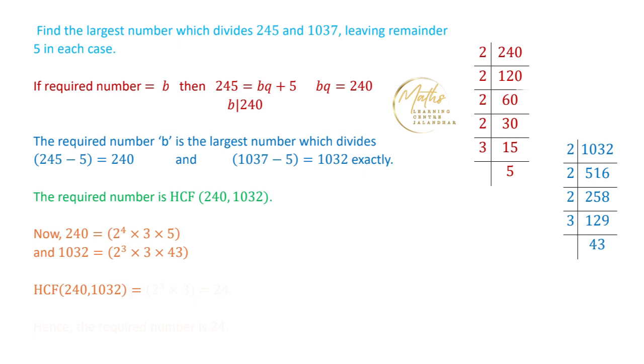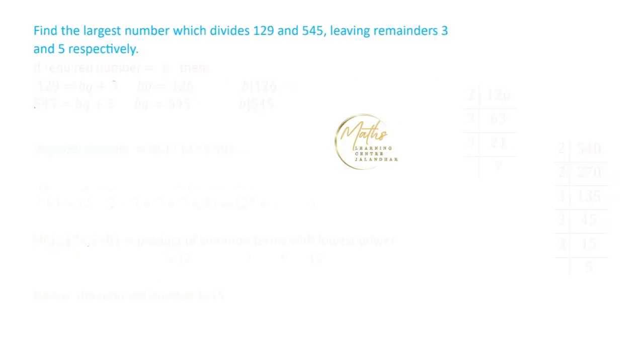Now we have to calculate the HCF of these two numbers. First of all, we write the common factors. One common factor is 2 and the other common factor is 3. And the lowest power of these common factors, for 2 it is 3, for 3 it is 1. When we multiply these terms, the answer we obtain is 24. So 24 is the required number which when it divides both these numbers will leave the remainder 5. Next is find the largest number which divides 129 and 545, leaving remainder 3 and 5.